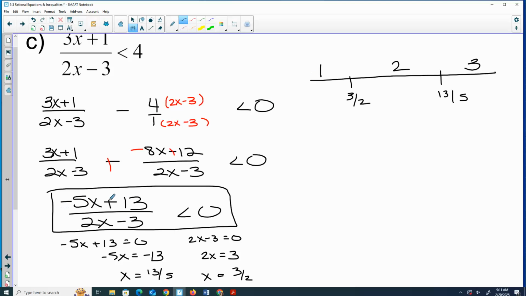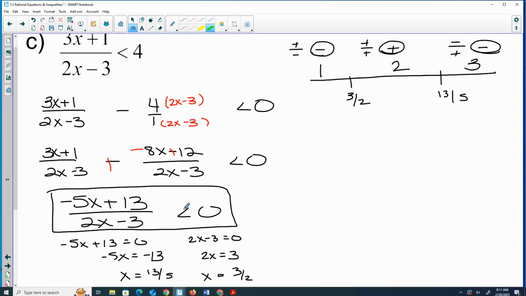If I put in a 1, -5 plus 13 is positive. 2 minus 3 is negative. Positive divided by negative is negative. If I put in a 2, -10 plus 13 is positive. 4 minus 3 is positive. 2 positives give us a positive. If I put in a 3, -15 plus 13 is negative. 6 minus 3 is positive. Negative divided by positive is negative.